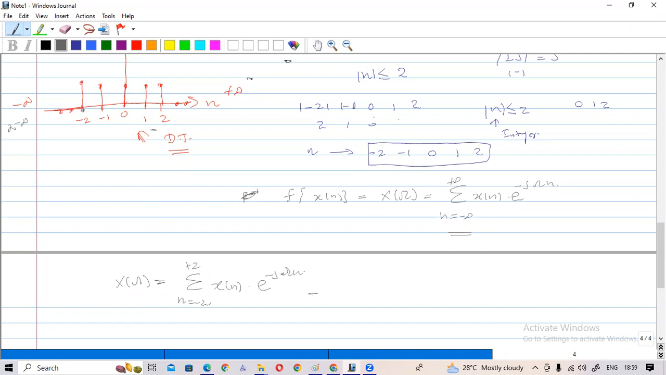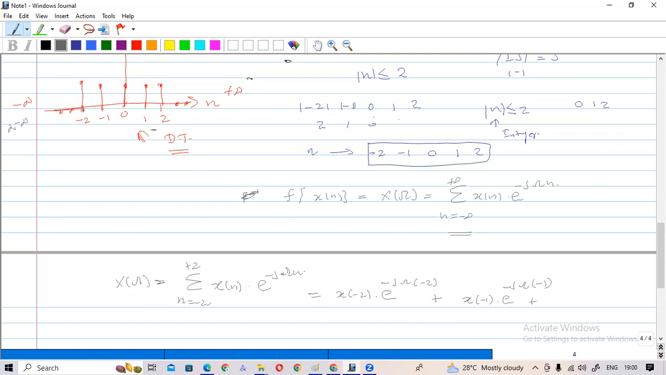So how do you find this? Very easy. When n is equal to minus 2, that means x of minus 2 into e to the power minus j omega n with n equal to minus 2, and the sum, that means you have to add. Then the next value is x of minus 1 e to the power minus j omega n with n equal to minus 1.